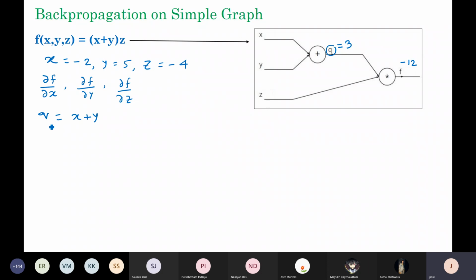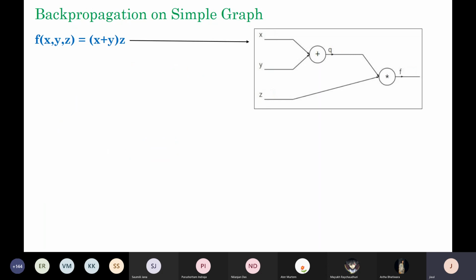Now what do we do? Now I know q equals x plus y, so I can compute del q del x at this particular point. This is going to be 1, very straightforward. Similarly, del q del y is going to be 1, because I know q is basically x plus y, so I can very easily compute those things. But my ultimate goal is to compute del f del x, del f del y, and del f del z.